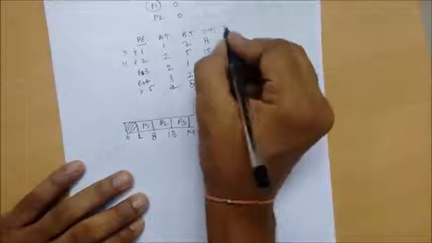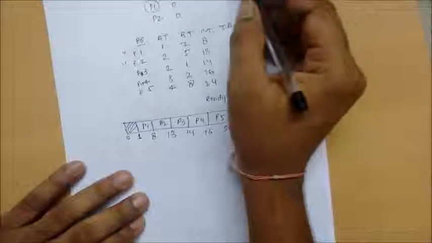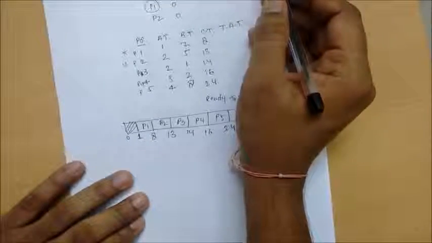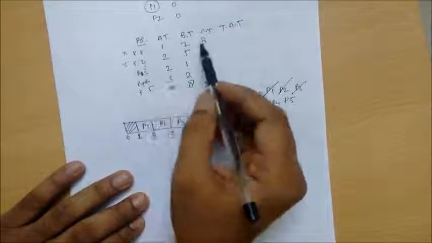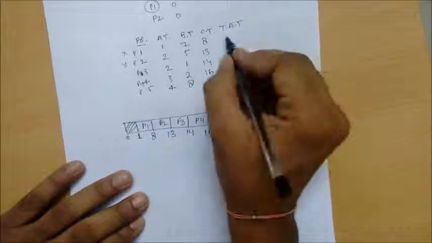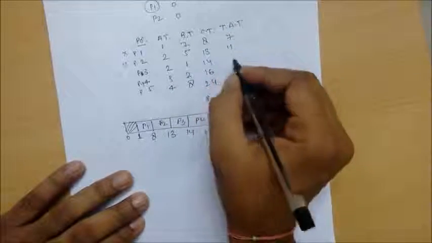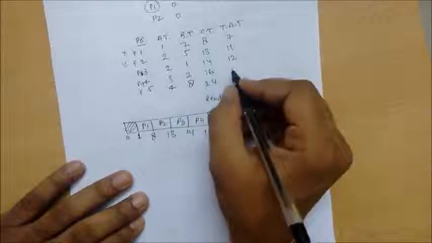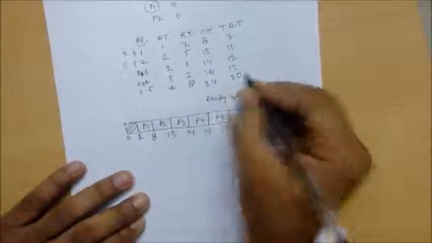So what is the turnaround time? Turnaround time is the completion time minus arrival time. So turnaround time of process P1 will be 8 minus 1, which is 7, 13 minus 2, 11, 14 minus 2, 12, 16 minus 3, 13, 24 minus 4, 20.